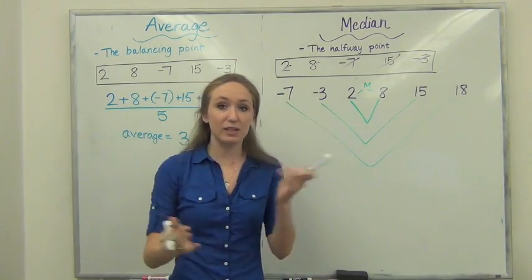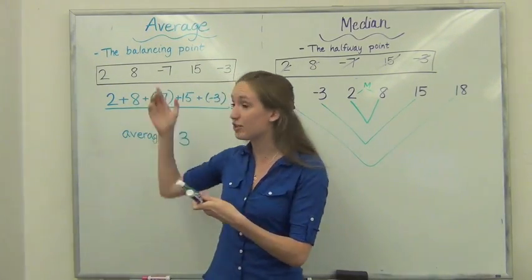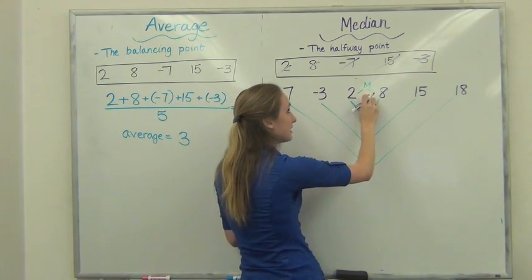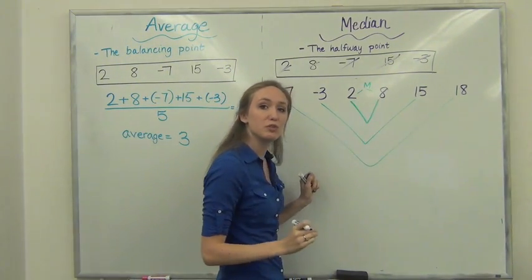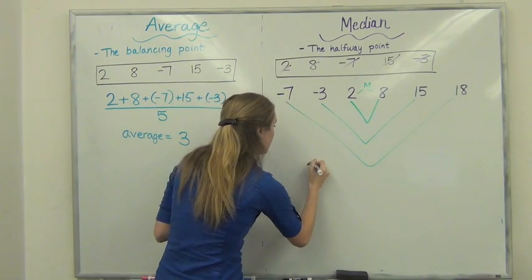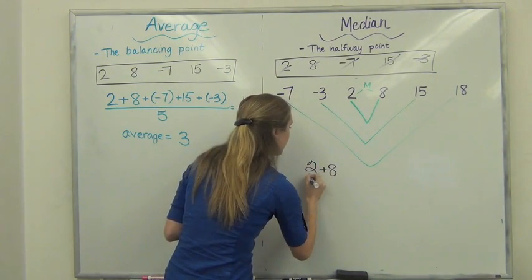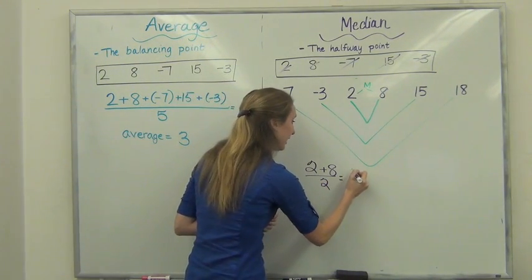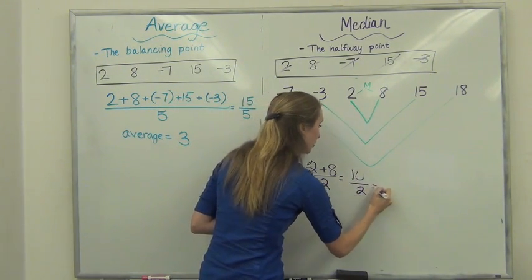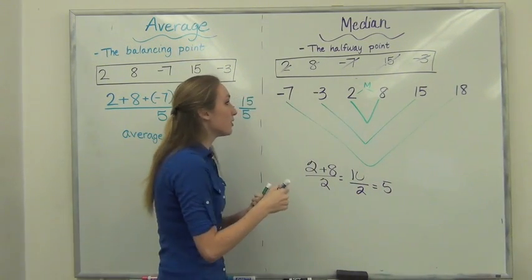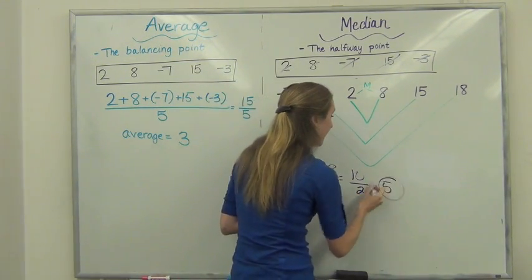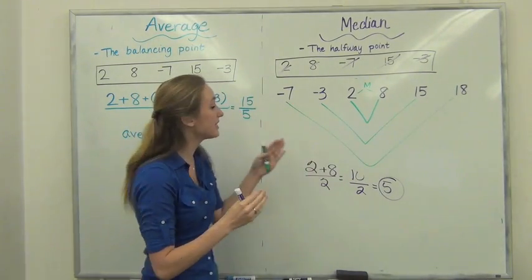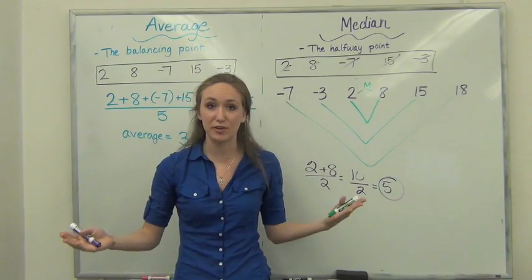So how do we find the middle of 2 and 8? We take the average of 2 and 8. So we're going to say that the median of this list is the average of the two center numbers. So we're going to say 2 plus 8 divided by, we're only considering two numbers, so divided by 2. That gets us 10 divided by 2, which is 5. So the median of this list, 5, doesn't even appear on the list. There is no 5, but it's the halfway point of the two center numbers.